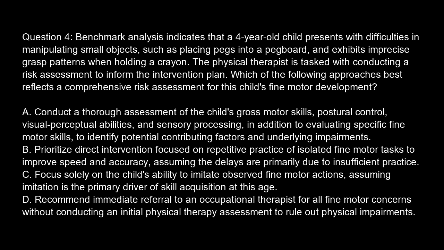Option B. Prioritize direct intervention focused on repetitive practice of isolated fine motor tasks to improve speed and accuracy, assuming the delays are primarily due to insufficient practice. Option C. Focus solely on the child's ability to imitate observed fine motor actions, assuming imitation is the primary driver of skill acquisition at this age. Option D. Recommend immediate referral to an occupational therapist for all fine motor concerns without conducting an initial physical therapy assessment to rule out physical impairments.